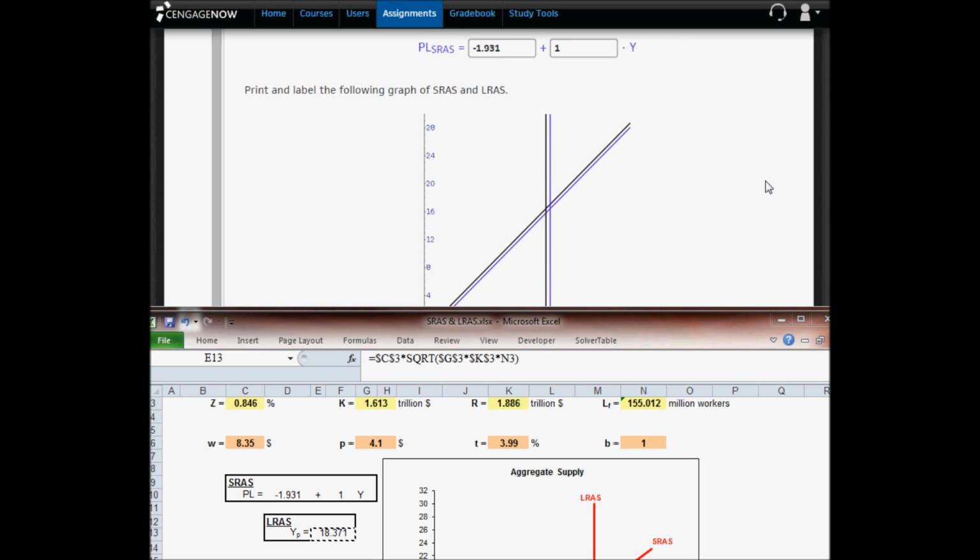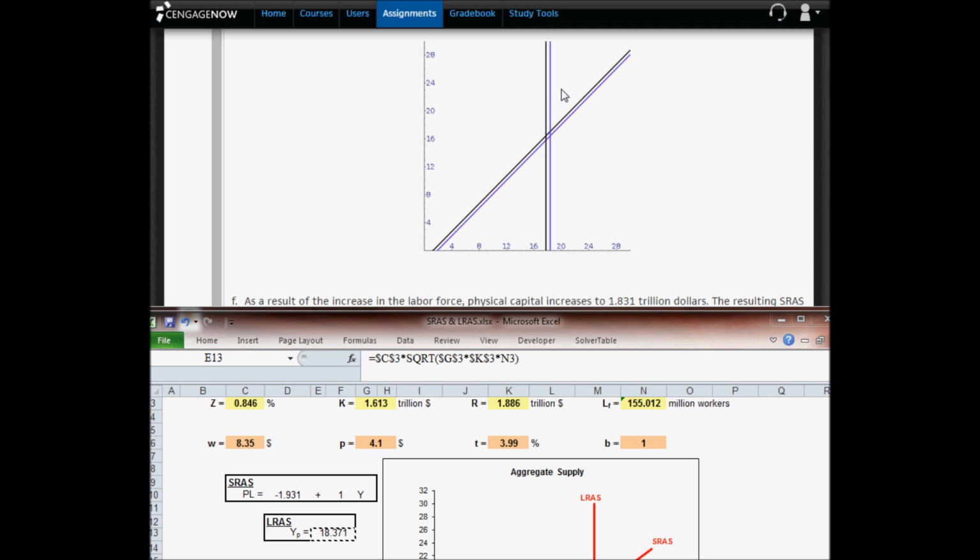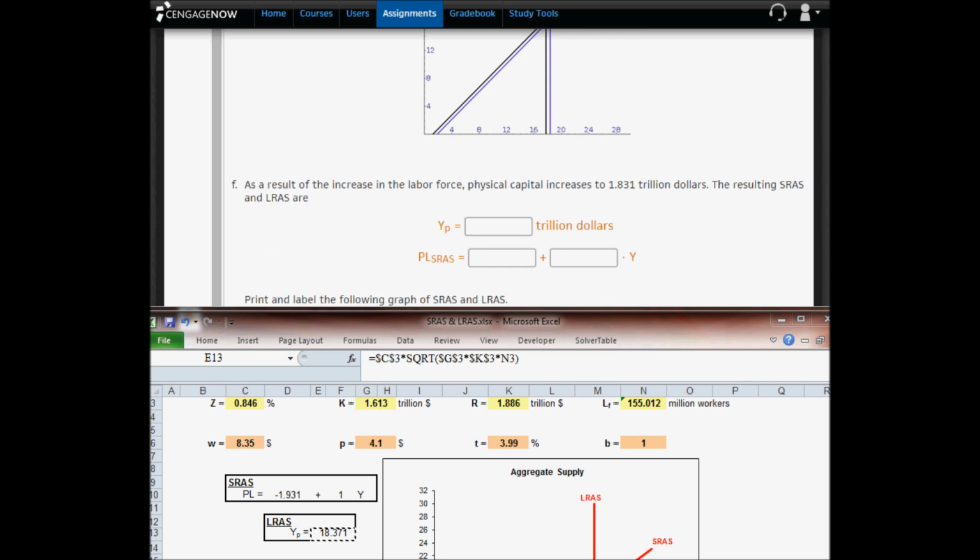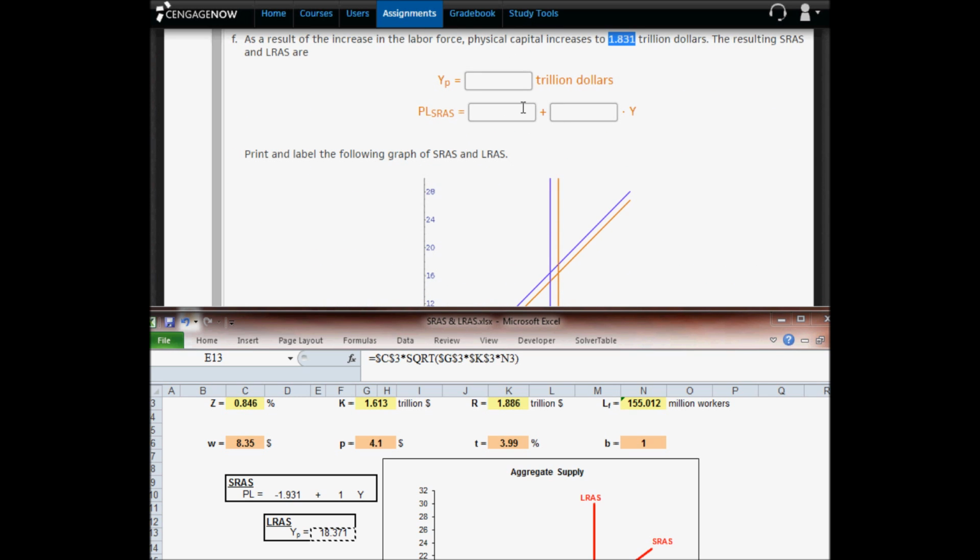In the diagram down here, you can see that both long-run aggregate supply and short-run aggregate supply shifted to the right by the same amounts as a result of more liberal immigration policies. Next, suppose now physical capital increases to $1.831 trillion. An increase in physical capital increases potential output. Thus, both long-run aggregate supply and short-run aggregate supply shift to the right by the same amounts. In other words, an increase in physical capital increases long-run and short-run aggregate supply.